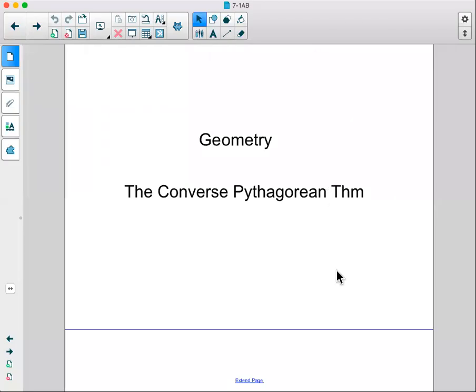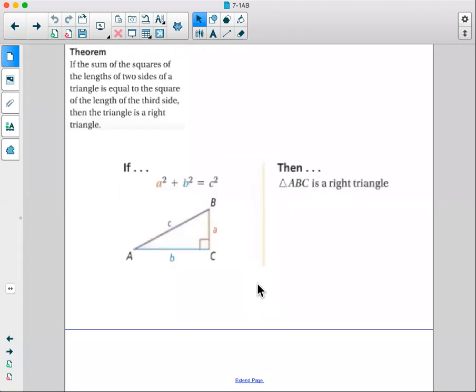Hello, geometry students. Today we're going to learn about the converse Pythagorean theorem, the exact opposite logic of the Pythagorean theorem. And we're going to use it to prove whether or not we have a right triangle on our hands.